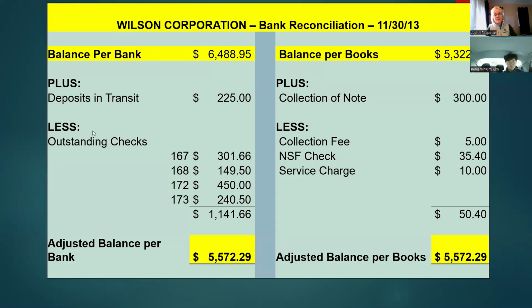On the bank side, we basically have two items, deposits in transit and outstanding checks. So let's do this next. Deposits in transit, you just compare. The problem either says this was a deposit in transit and you record it, or you look at the company records and the bank records and see if there's anything missing. So let's go back to that problem we were doing. Let's see.